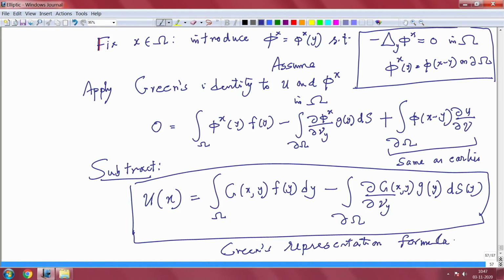Please be careful that we have not solved the equation. What we have done is assume that u is a solution, and then u satisfies this formula, that is all we have done, nothing more than that.